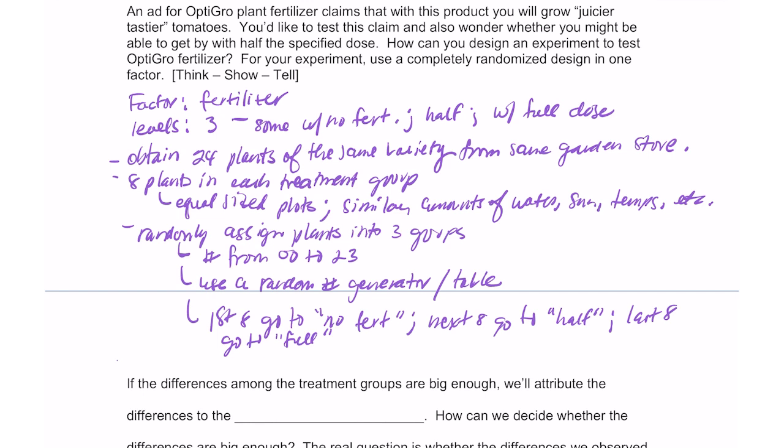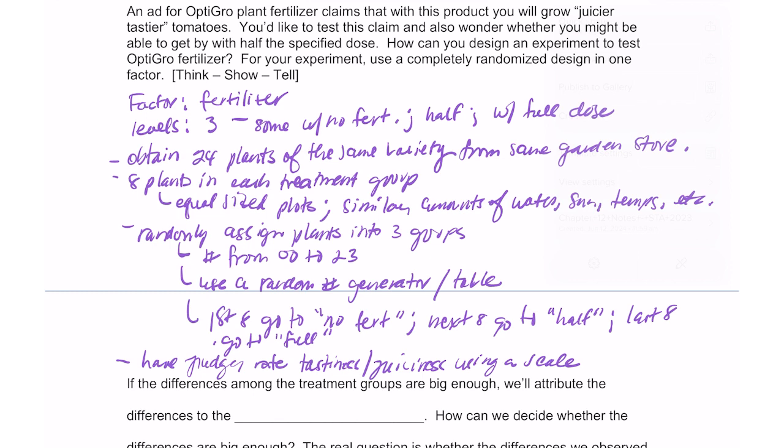Okay, and of course we would grow the plants until the tomatoes are mature. We would want to set up maybe a scale of juiciness and tastiness and have judges. Several people you would want to taste the tomatoes and rate them, right? So we can have judges rate tastiness and juiciness using a scale once the plants are matured.